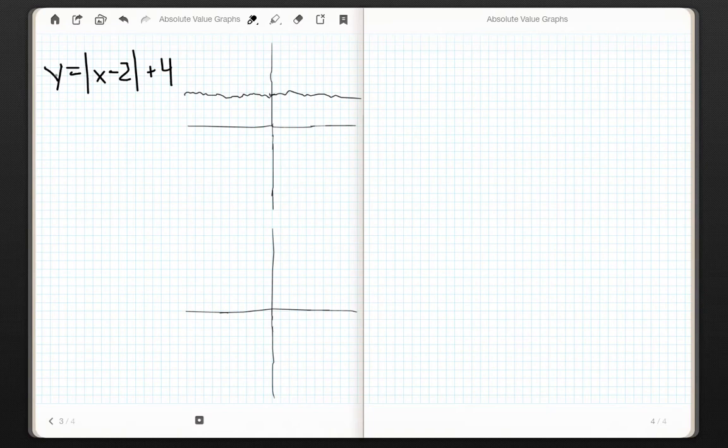In order to get y to be 4, remember not 0 now since this is where we're starting, this whole absolute value has to be 0. So that means we'll have to make x equal to 2. So we start at where x is 2 here. Now, if x is 3, we'll have y is the absolute value of 1 plus 4. So we'll be at 5, and once again, just the standard V shape.